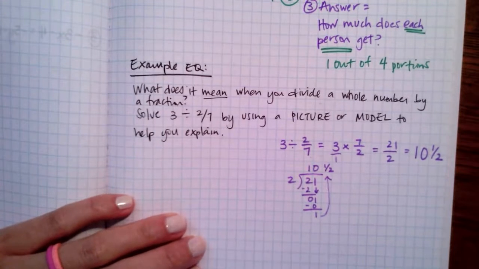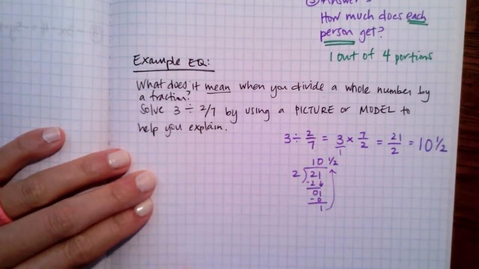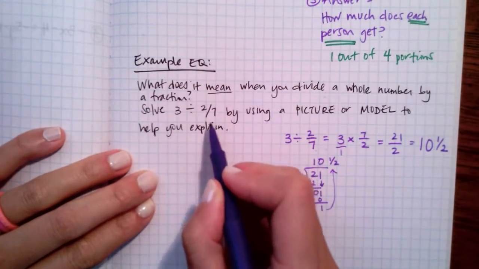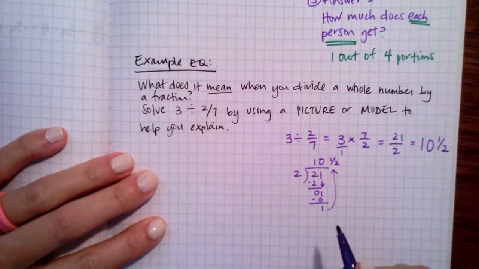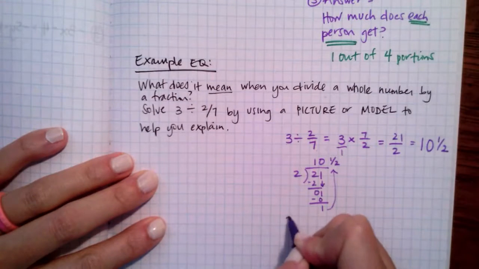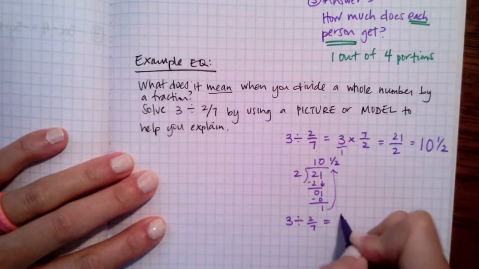That's using the shortcut. But the question is not asking you to use a shortcut. They're saying, what does it mean when you divide a whole number by a fraction? So we're going to go ahead and figure out the picture or model. They're telling me 3 divided by 2/7. So 3 divided by 2/7 is what steps?